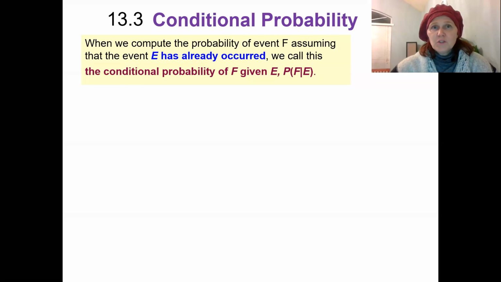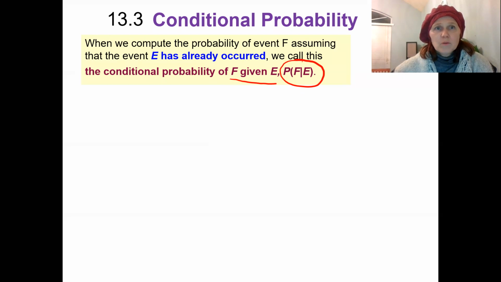Hello. Conditional probability is the probability of an event F, assuming that another event, for example, E, has already occurred. We call this the conditional probability of F given E, and we write it like this: F vertical line E.